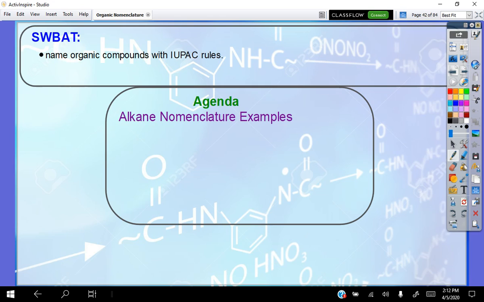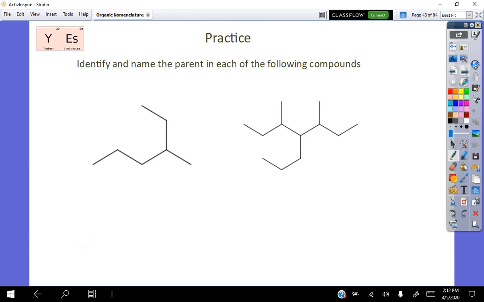Hello class, today we are going to name organic compounds using the IUPAC naming system rules, and we're going to go over examples. So in these first two problems, we're going to identify and name the parent chain in each of the following compounds. As a review, the parent chain is the longest consecutive chain of carbons.